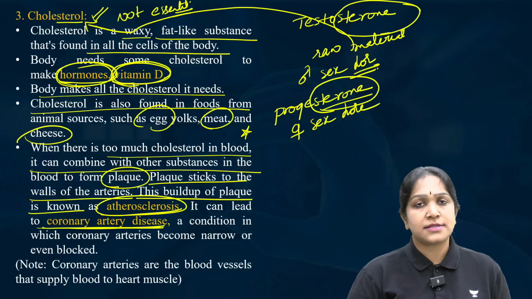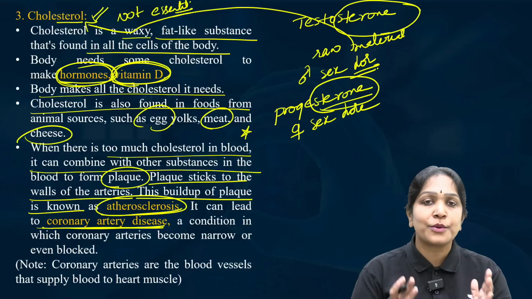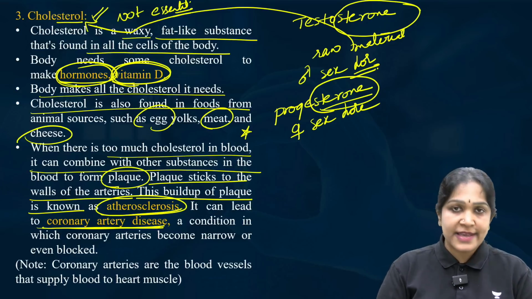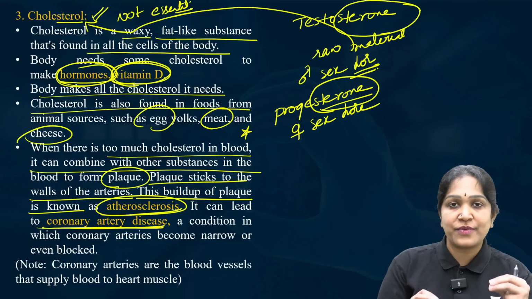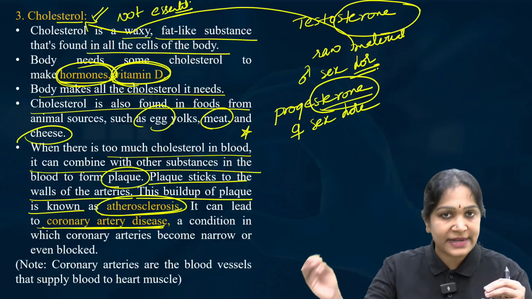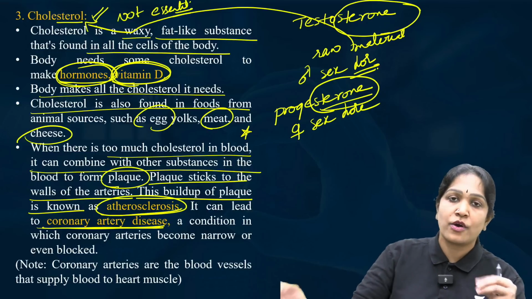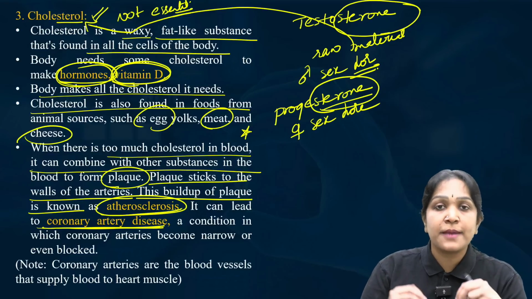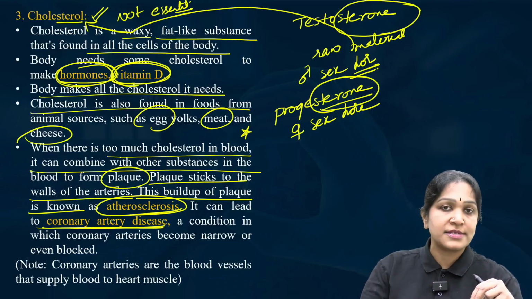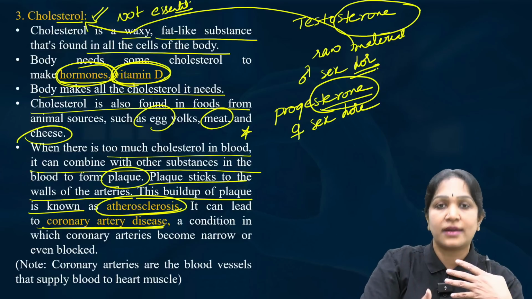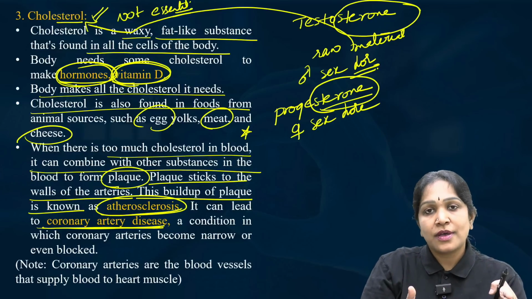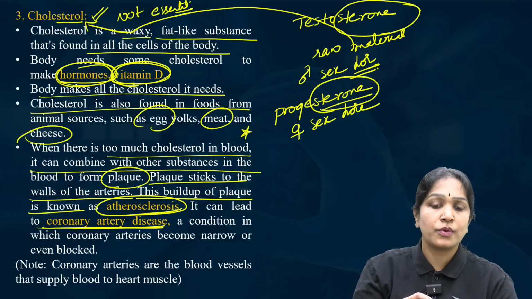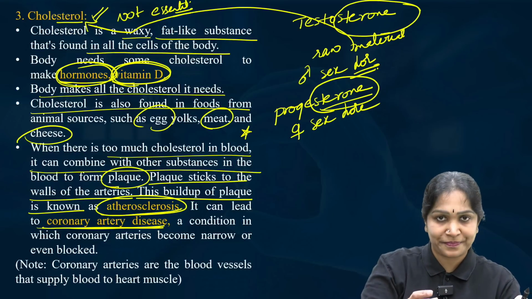Coronary artery disease. Okay, first of all, what do you mean by coronary arteries? As you all have studied in your school days, arteries are the blood vessels that supply the blood from the heart to various body organs. And veins are the blood vessels which will collect the impure blood from various organs and bring it back to the heart. So, on the whole, the heart is an organ which is providing blood to all the remaining organs of our body.